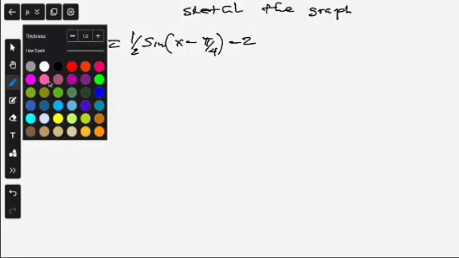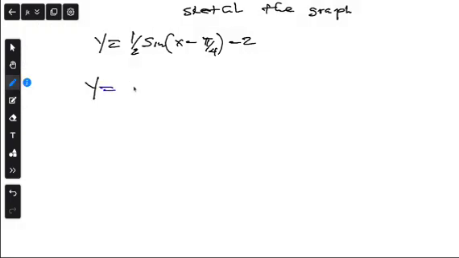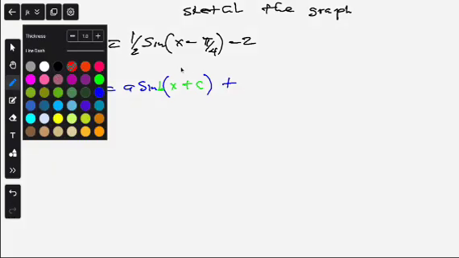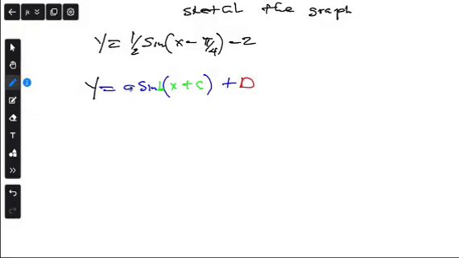So y is equal to a, and here you can have any trigonometric ratio. You can have sine, then open bracket, and actually here you're supposed to have b, then x plus c, then close bracket. Then here you're going to have plus d. So that is very, very important to know. Alright. So for you to graph this one here, what are you supposed to find?